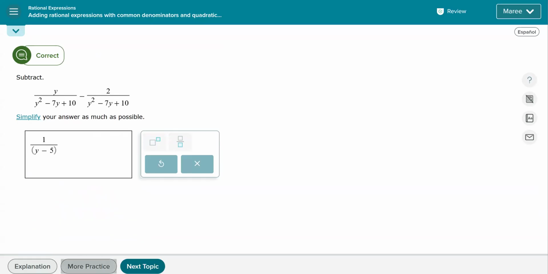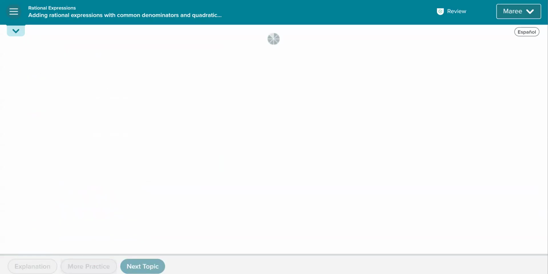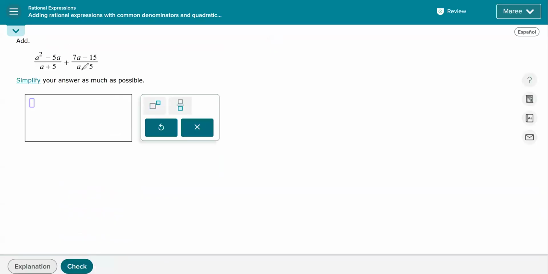Oh, wait. Got to hit more practice first. Okay, so we're going to factor the first. Well, let's not factor yet. Let's add these together. So a squared, then we have negative 5a plus 7a gives me a 2a, and minus 15, all over a plus 5. So when we factor, we probably have an a plus 5 in here. Not sure, but let's look at this.